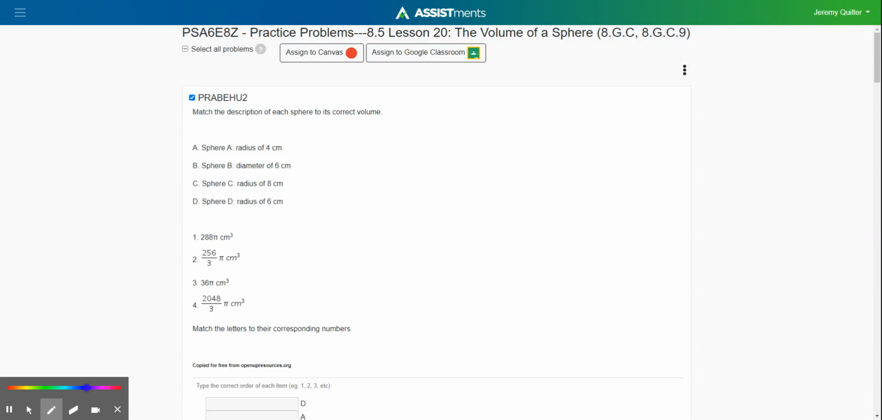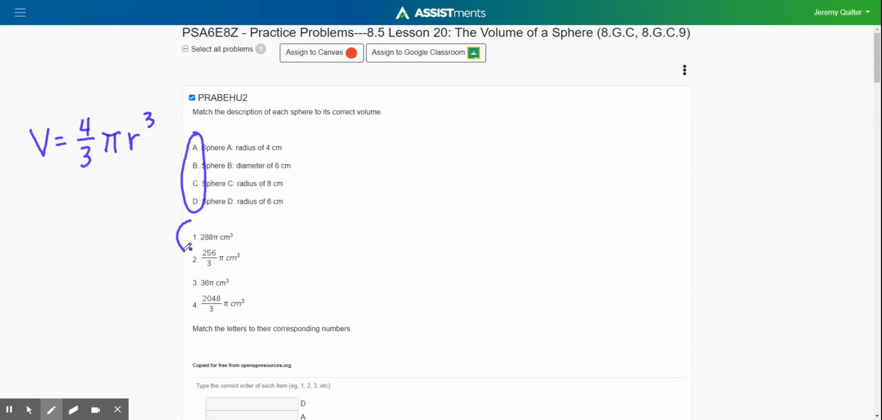Here's a little bit of homework help for Unit 5, Lesson 20. Volume of a sphere. Keep in mind that the volume of a sphere is equal to 4/3 times pi times the radius to the third power. This first question, we're supposed to match each description right here with one of these values down below.